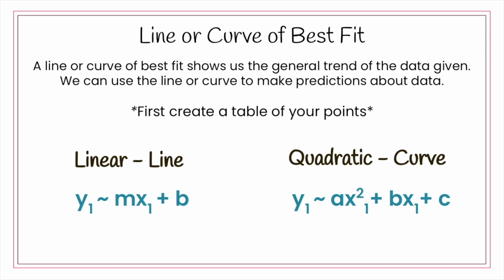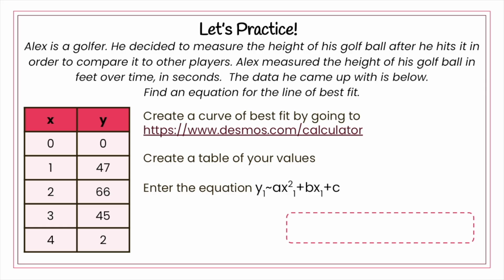So now let's take a look at that with our example. Here it says Alex is a golfer and he's decided to measure the height of his golf ball after he hits it in order to compare it to other players, which real golfers will do in order to determine the best place to hit the ball, for how high, for how long, in order to do better on the course.